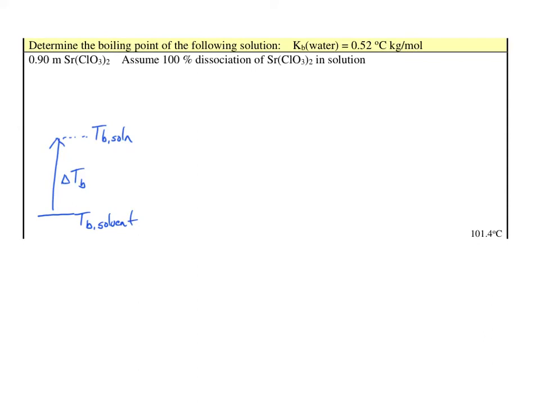In this problem, we're going to calculate the boiling point of a solution of strontium chlorate. We're going to use the equation of delta Tb. The increase in boiling point is going to be equal to I times Kb times m. Now we have values of Kb and m. We need to look at the compound in order to determine I.